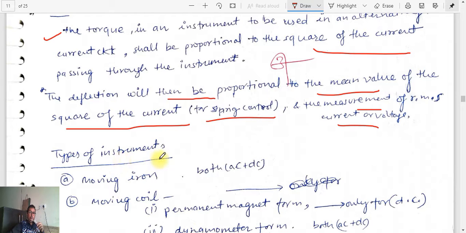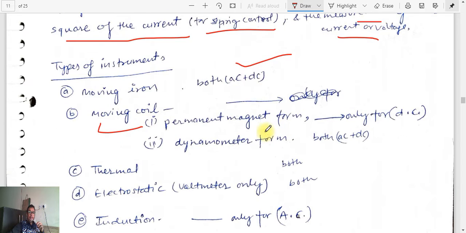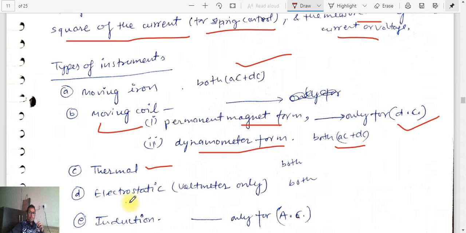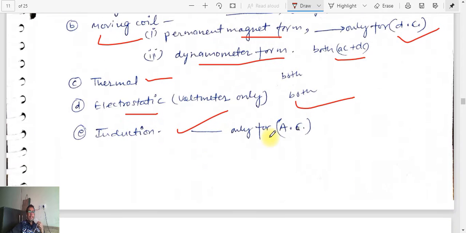Types of instrument used: the moving iron is used for both AC and DC. Moving coil, of the permanent magnet form, is used only for DC. The dynamometer form is used for both DC and AC. The thermal type is used for measurement, for both. Electrostatic is for voltmeters only, for both. Induction is used only for AC purposes.